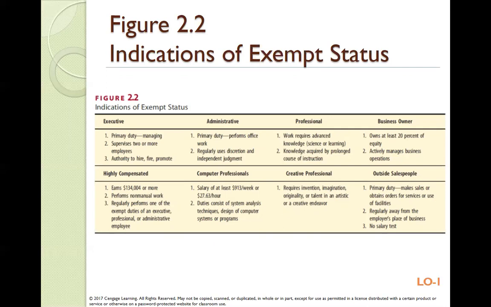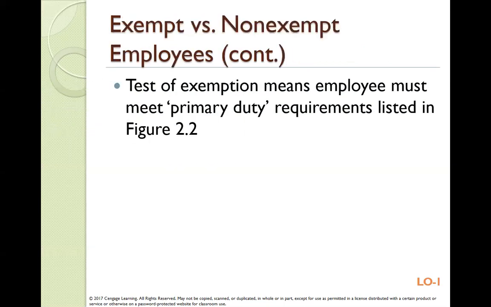For an administrative person to be exempt, they need to be performing office work and using discretion as far as making decisions. And they must earn at least $913 a week, okay? If we pay them less than that, they cannot be exempt, which probably helps them out, because then they can earn overtime, okay? You can read through all of the requirements. We're not going to deal with that too much, but it's important to understand exempt versus non-exempt.